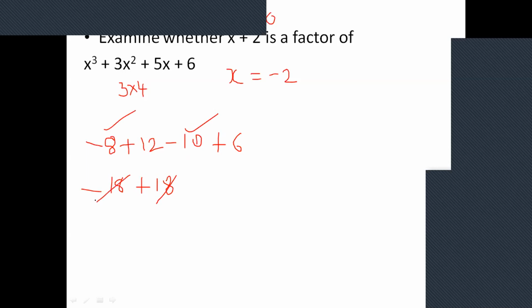What is your answer? You had substituted x equal to minus 2, and finally ended up with P of minus 2 equal to 0. Then it is nothing but a factor. So your answer is yes. We'll move on to the next one. Most of you have answered correctly, and those who have not, please check this one.